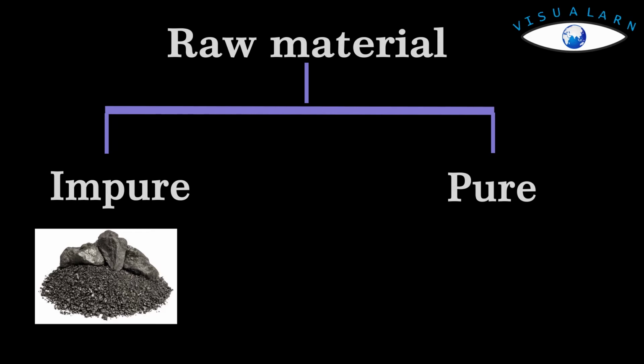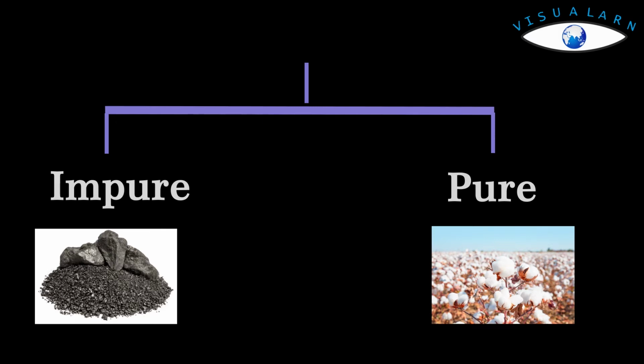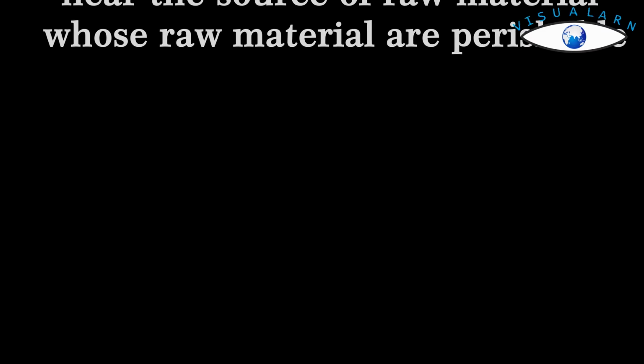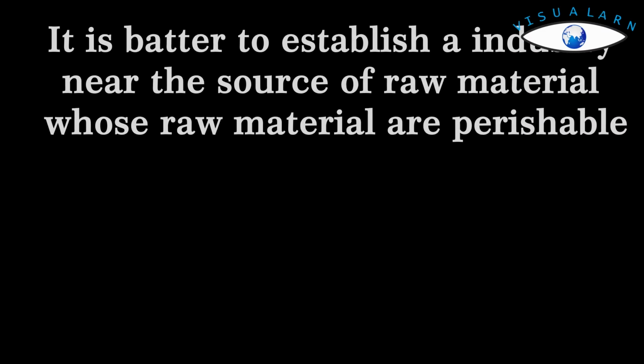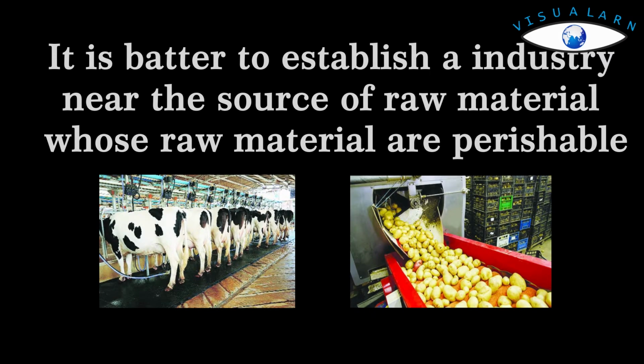Two, pure: the entire weight of the raw material is incorporated into the finished product, as the entire weight of the cotton is converted into finished cotton yarn. So it is a non-weight-losing pure material. Also, the degree of perishability is to be considered. In the case of dairy, fish, and food processing industries, raw materials are perishable, so the industry is mostly established near the source.